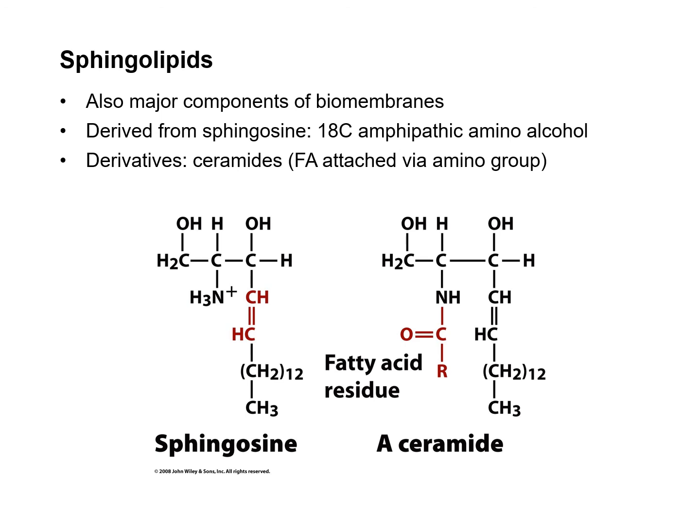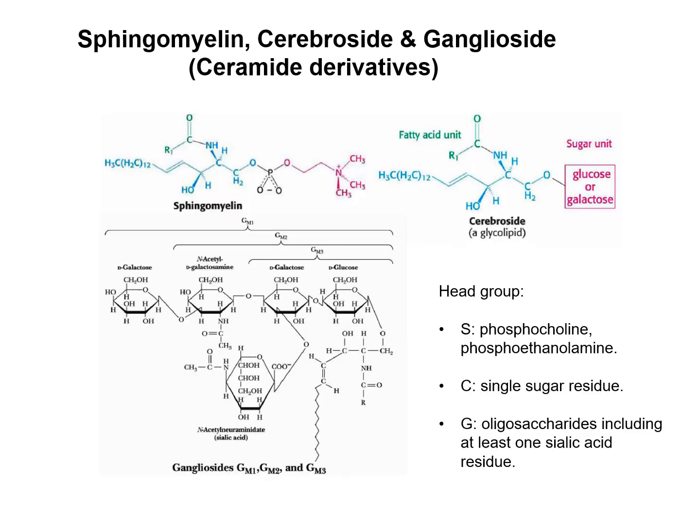And derivatives are the ceramides. An example is shown here, and the fatty acids are attached via the amino group here in the middle. Examples of sphingolipids are sphingomyelin, cerebroside, as well as gangliosides. All of them are ceramide derivatives.